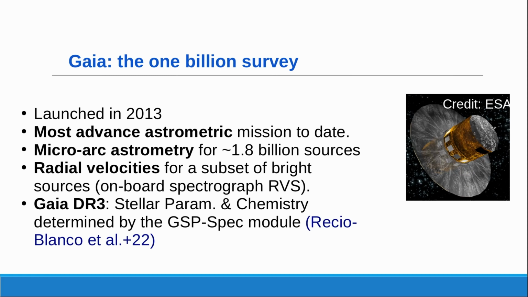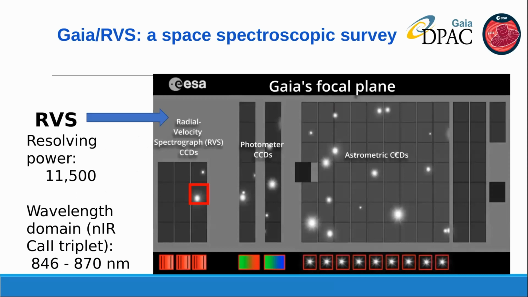Since the latest Gaia data release, it provides also the chemical abundances and stellar parameters for 5.6 million sources analyzed, whose spectra was analyzed by the GSPSpec module. This is an artistic image of the Gaia focal plane.